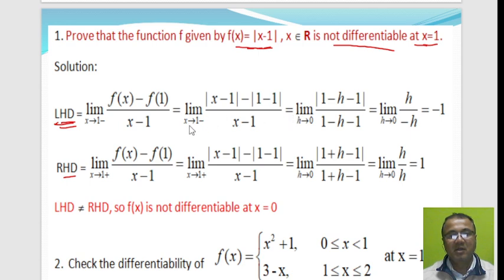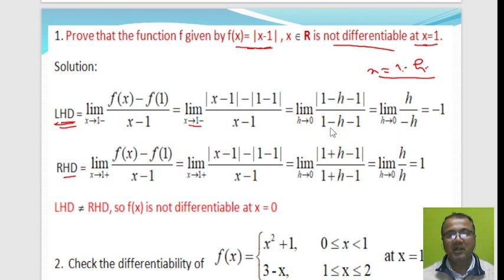So we convert as h tends to 0. Now you have to replace x equal to 1 minus h. Here, if x tends to 1 minus, then what will be the value of h? It will be 0. So we can write limit h tends to 0 of f(1 minus h) minus f(1) divided by minus h.